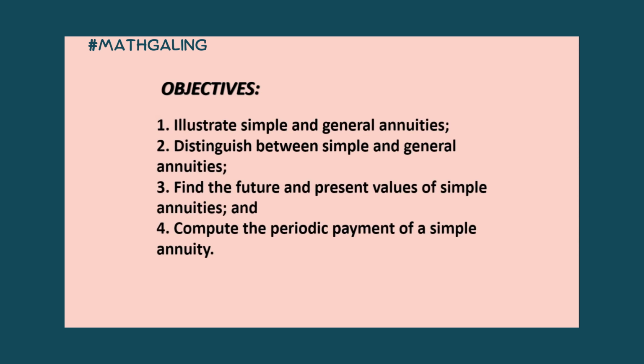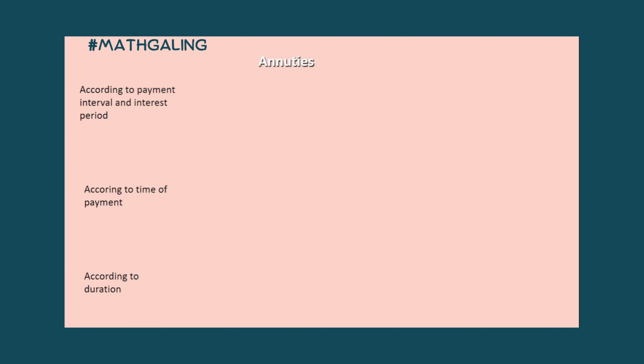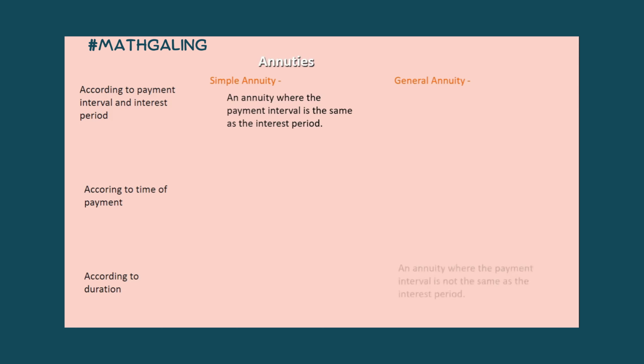The objective is to illustrate simple and general annuities, to distinguish between simple and general annuities, find the future and present values of simple annuities, and compute the periodic payment of a simple annuity. Annuities: simple annuity, according to payment interval and interest period. An annuity where the payment interval is the same as the interest period is a simple annuity, while a general annuity is an annuity where the payment interval is not the same as the interest period.